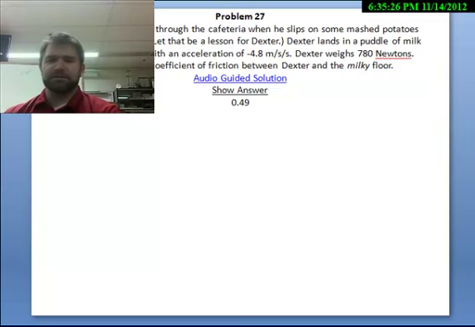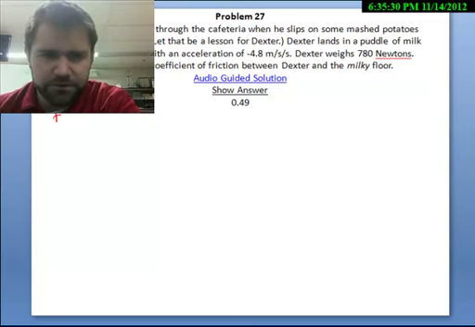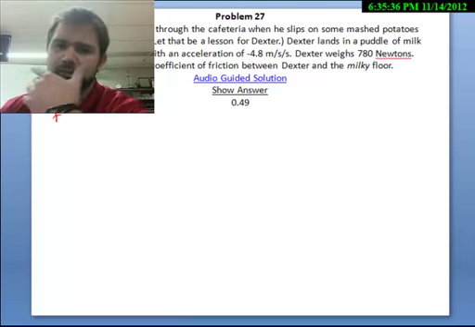Alright, so all that's left is to use our newfound equation, which is force of friction is equal to the coefficient of friction times the normal force between surfaces, to solve a couple problems.